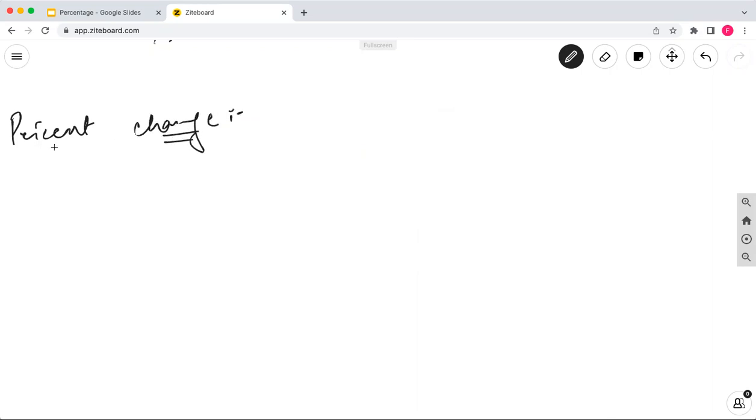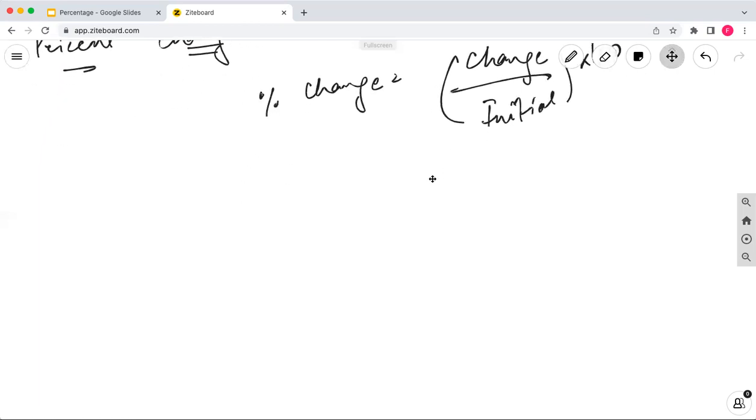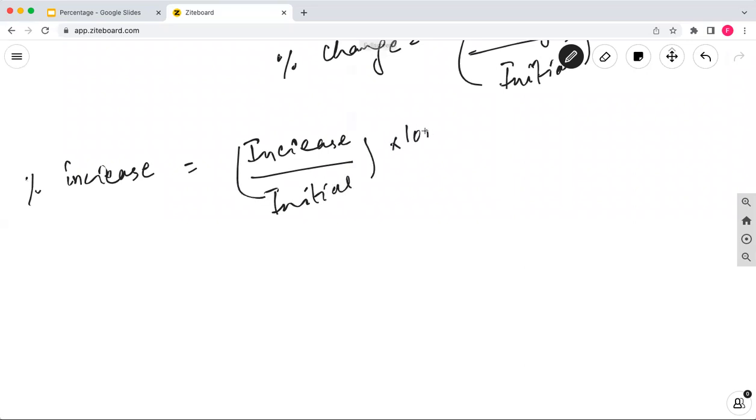And when we hear the word change, this could be increase as well as decrease, right? Okay, so basically percentage change is equal to change, whatever the change is, over initial value into 100, because it's a percentage. Okay, the first one is percentage increase. And that will be whatever the increase is divided by initial value or old value multiplied by 100, right?